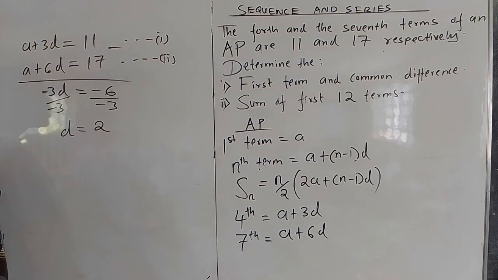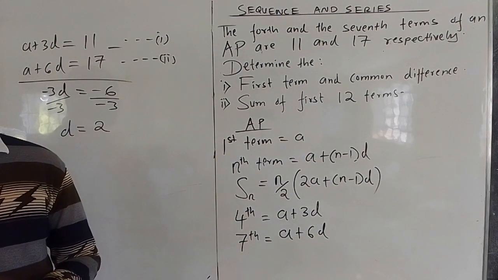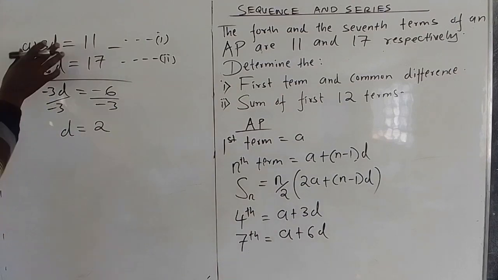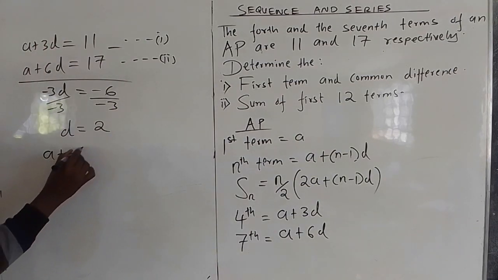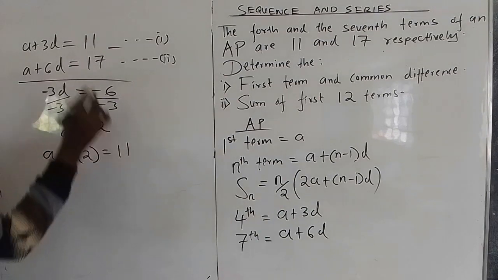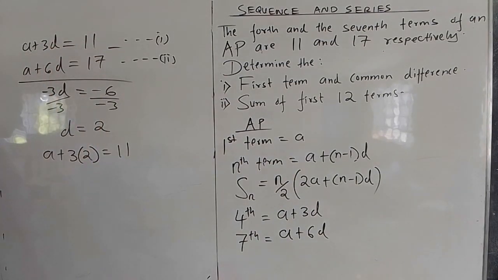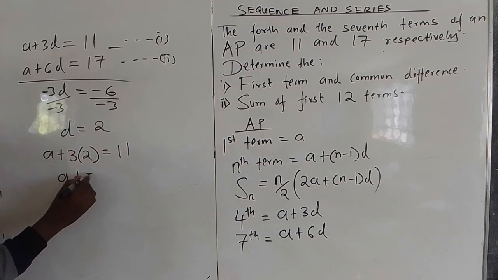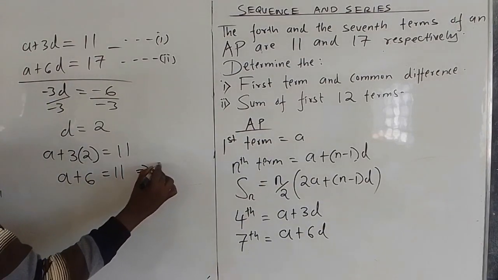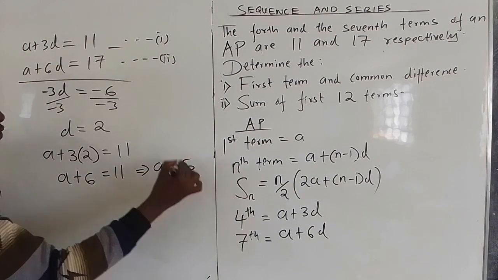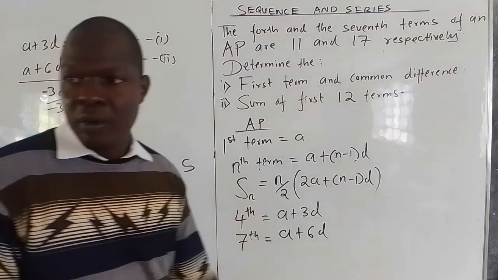And you use the calculator. Don't just look at it, use the calculator. So after finding the value of D, you can use either of the two equations to get the value of A by substitution, isn't it? If I use the first equation, A plus 3 times the value of D should be equal to 11. Where there is D, I substitute the value 2. So A plus 3 times 2, which is 6, is equal to 11. If you work out that simple arithmetic, you should get A equal to 5.